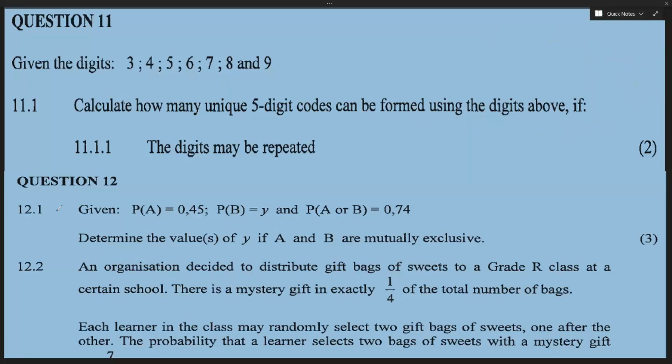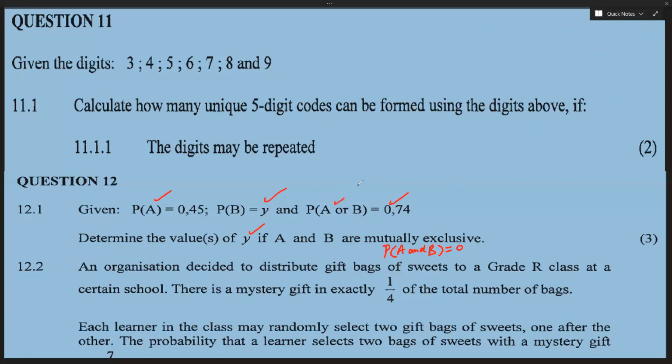Okay, on question 12, 12.1, we are given probability of A. We are given probability of B to be Y. We are given the probability of A or B. Then we are asked to find the value of Y, if A and B are mutually exclusive. Remember, mutually exclusive, I know that P(A and B) is equal to 0, right? Because they are mutually exclusive, it means they cannot occur at the same time. So their probability is 0.